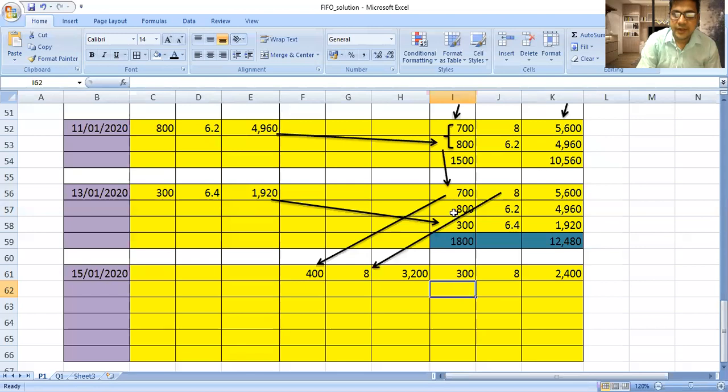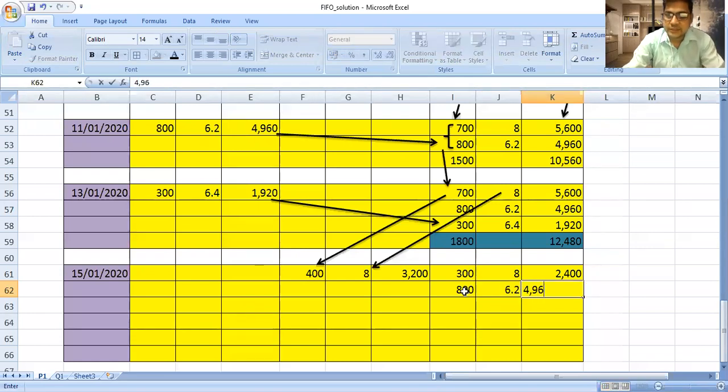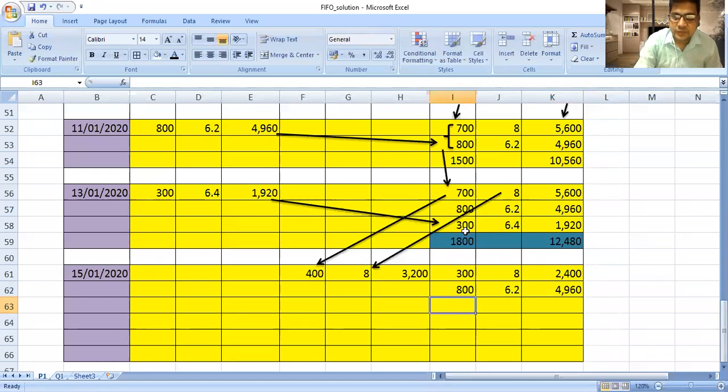Then 800 units, their rate is 6.20 and their value is 4960. We have to keep as it is. Then 300 units, their rate is 6.40 and their value is 1920. We have to keep as it is. There is no change because they were not sold.